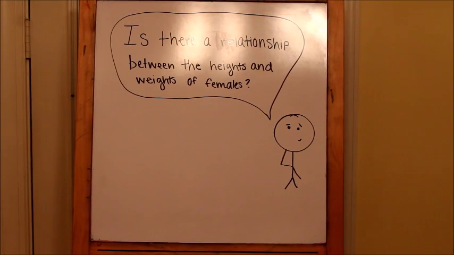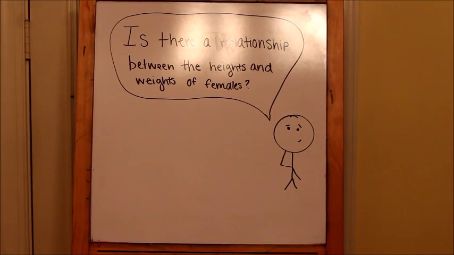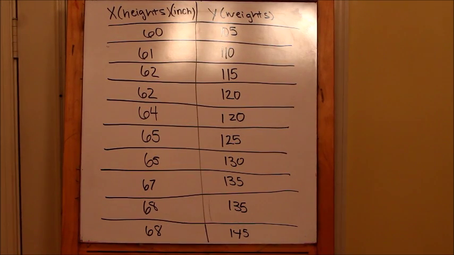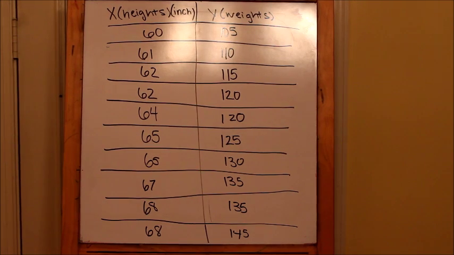This is Connor. He asks, is there a relationship between the heights and weights of females? After researching his topic, Connor decided to write down the weights and heights of 10 different women. The x values represent the heights and the y values represent the weights.